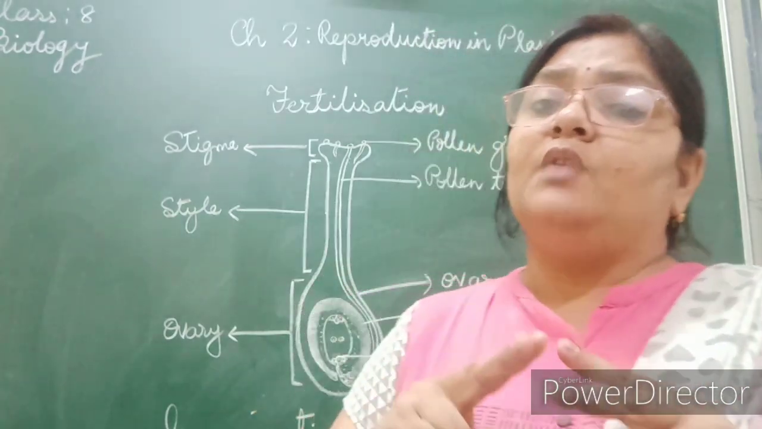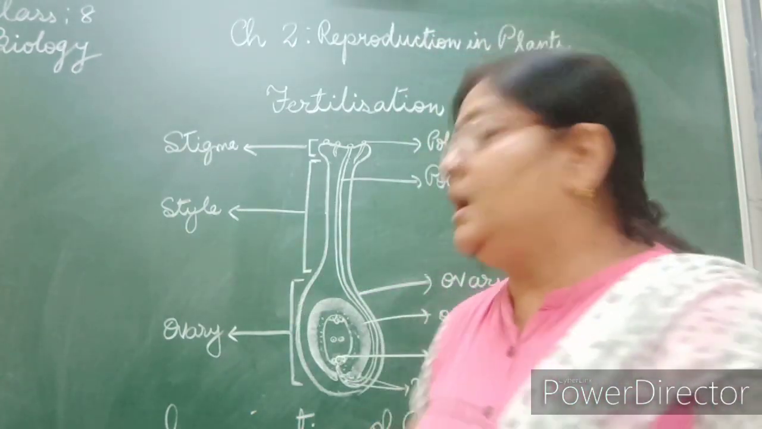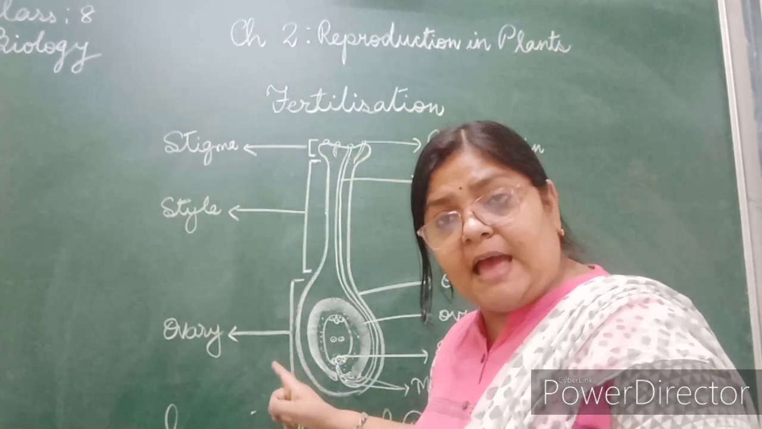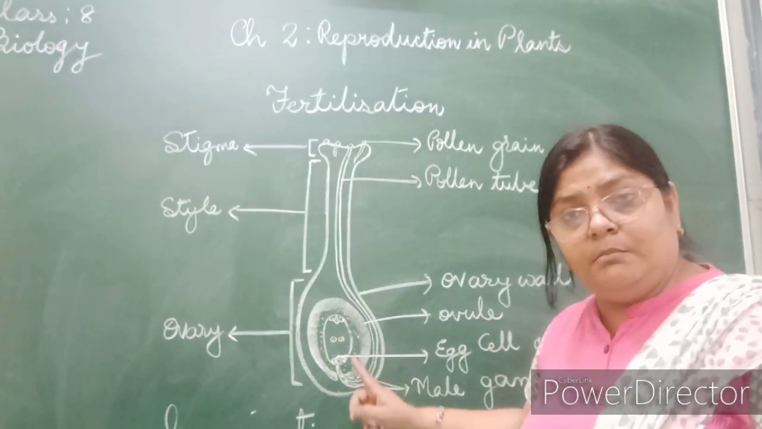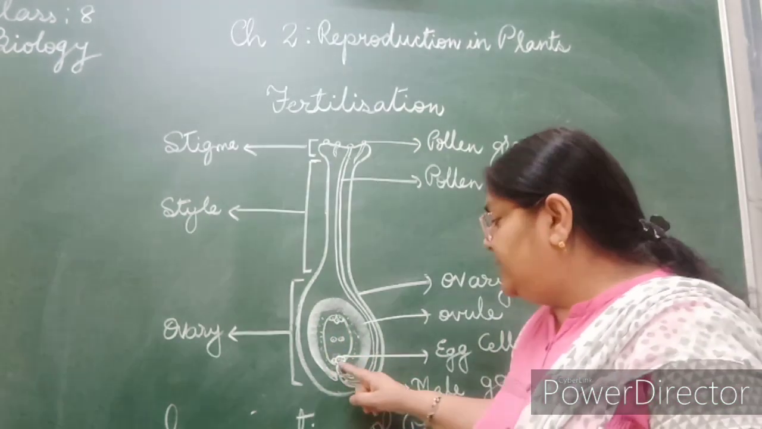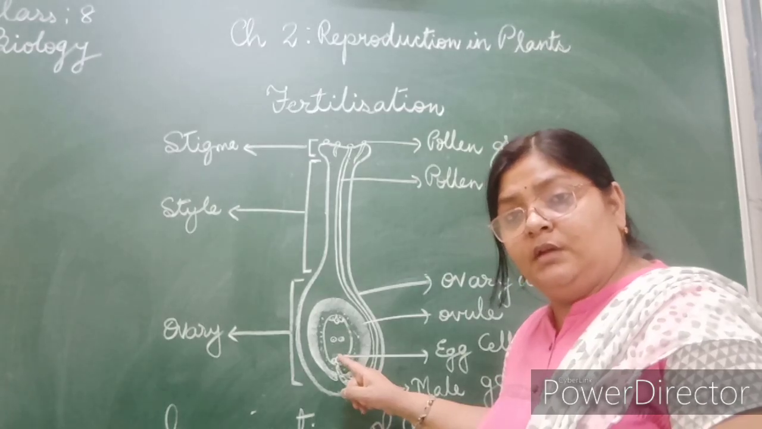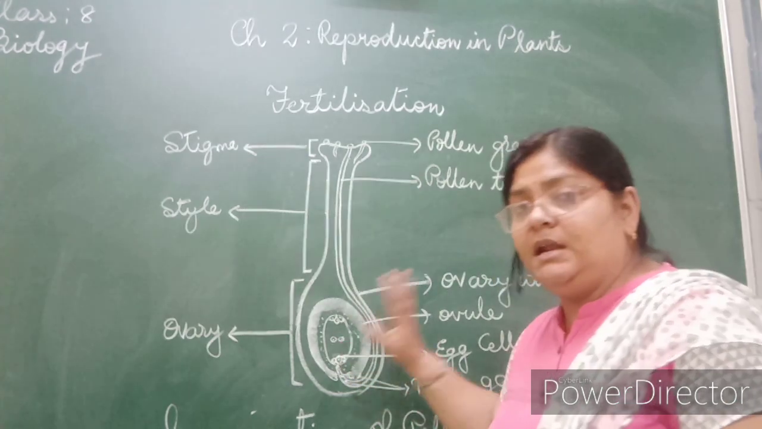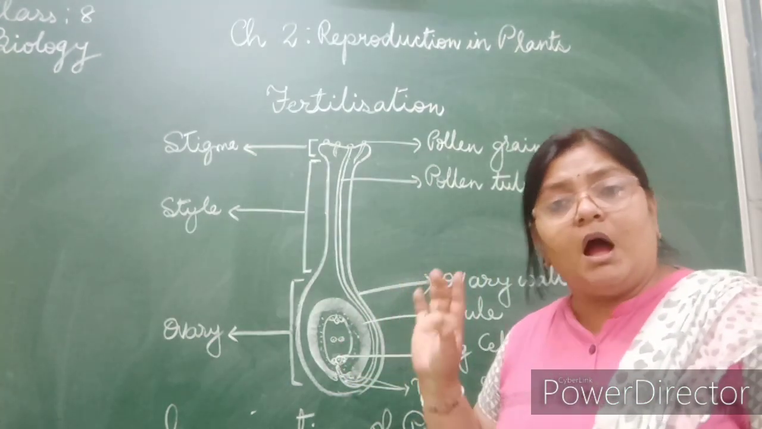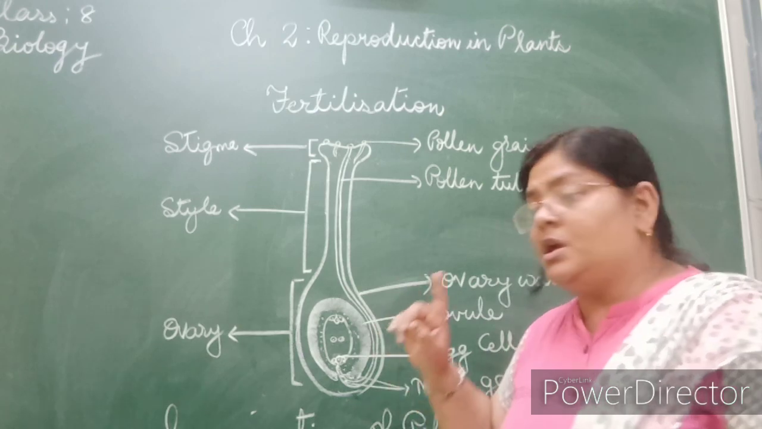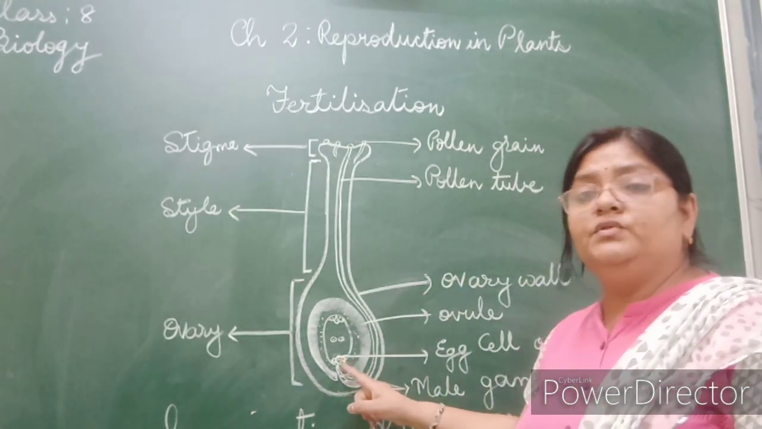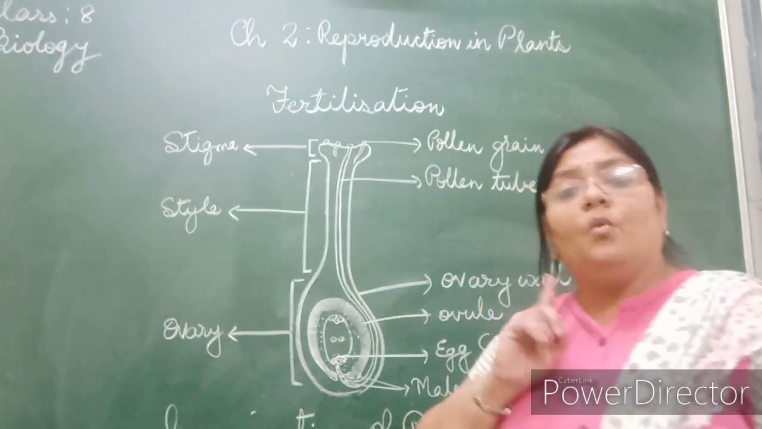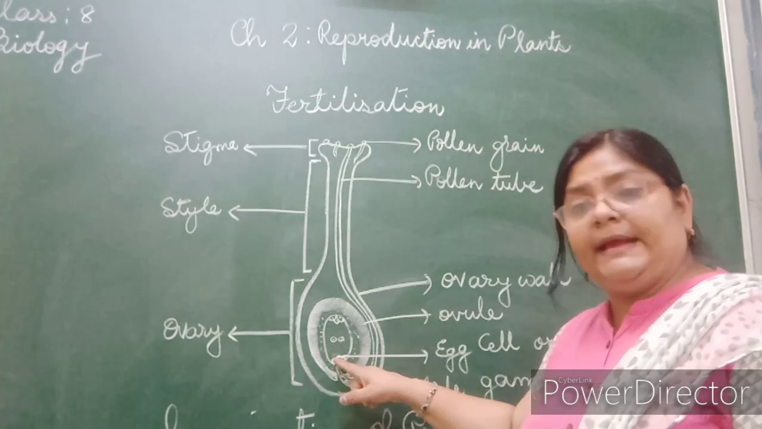The tube nucleus degenerates when it reaches. Now the male gamete nuclei enter the embryo sac through the micropyle, and when it reaches the embryo sac, the pollen tube ruptures and the male gametes are liberated inside. Out of the 2 male gamete nuclei, one of them fuses with the egg cell.